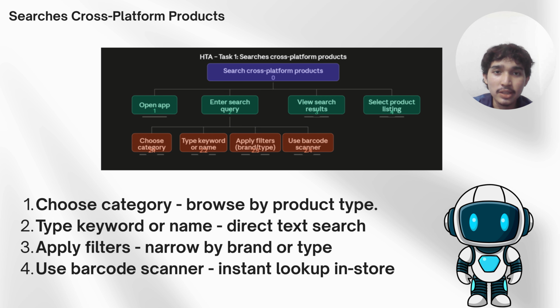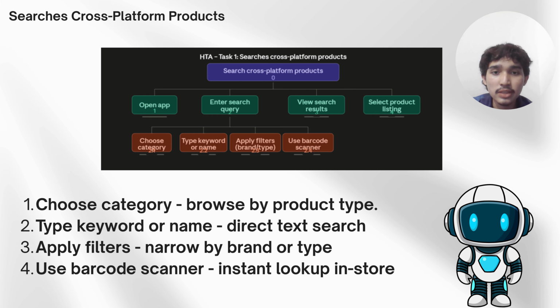Moving on to the HTA diagram, search cross-platform products. This HTA breaks down how students search for a product across Shopee and TikTok Shop. The top-level goal is achieved through four sequential subtasks: opening the app, entering a search query, viewing the search results, and selecting a product listing.